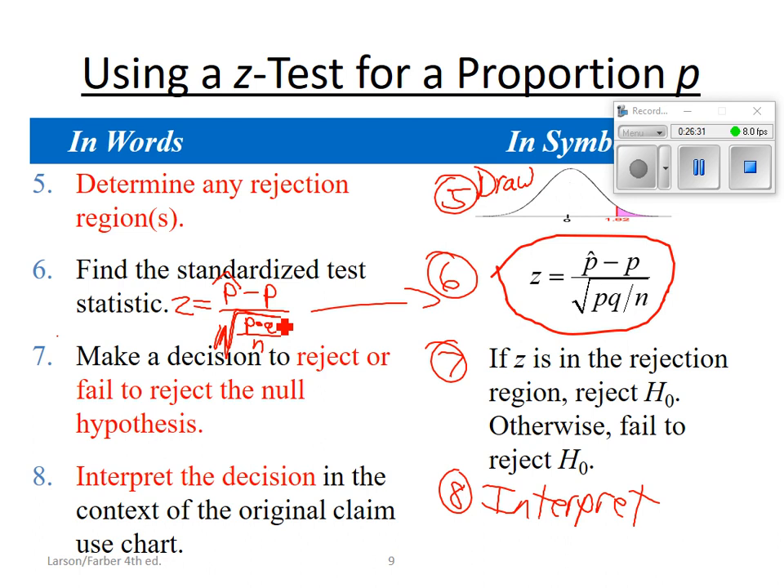The other thing I'll say, how do you find q? One minus p. So just to make sure you can find q, it's 1 minus p.